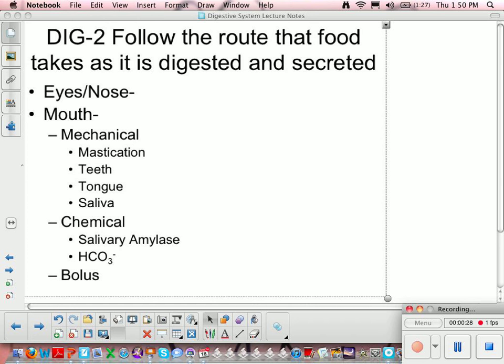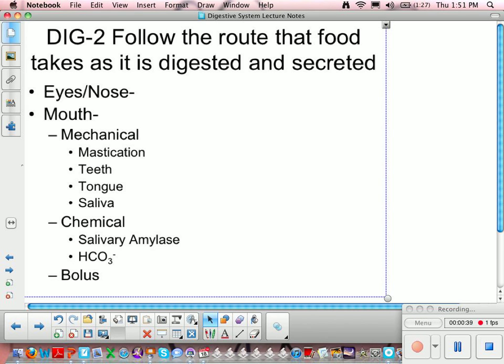It starts with the eyes and the nose. The eyes and the nose are really the first organs of the digestive system, because they help to cause us to release the enzymes and the saliva, which we'll talk about when we talk about the cephalic response.